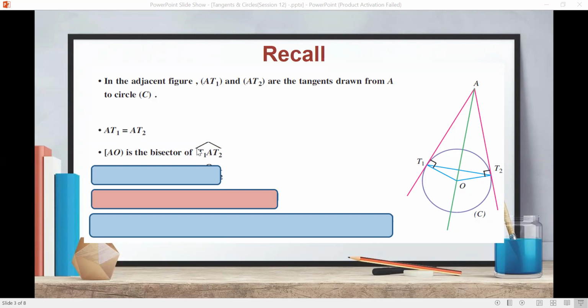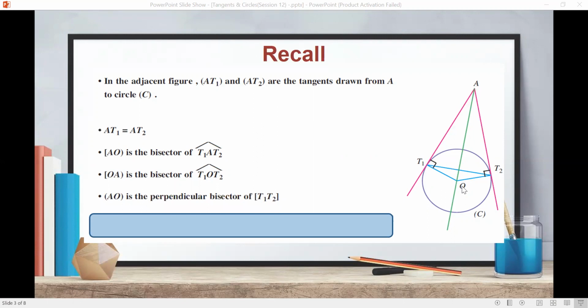The second property, AO is the bisector of the angle T1AT2, and also it is the bisector of the angle T1OT2. AO is the perpendicular bisector of T1T2. In order to prove this, we have AT1 equals AT2, so A belongs to the perpendicular bisector of T1T2. OT1 equals OT2 because they are radii of the same circle, then O belongs to the perpendicular bisector of T1T2. Then OA is the perpendicular bisector of T1T2.